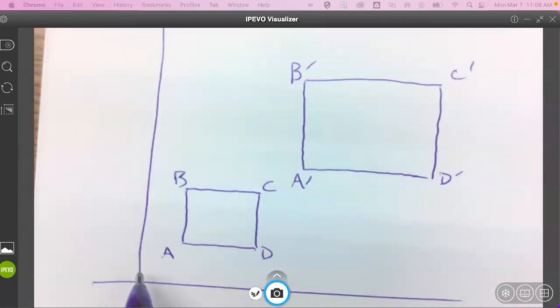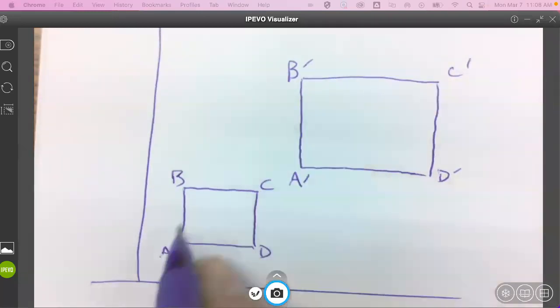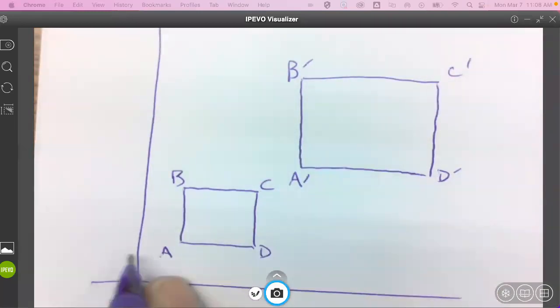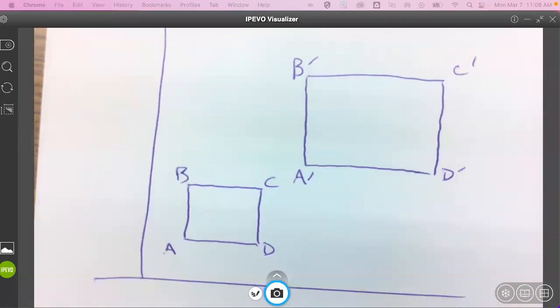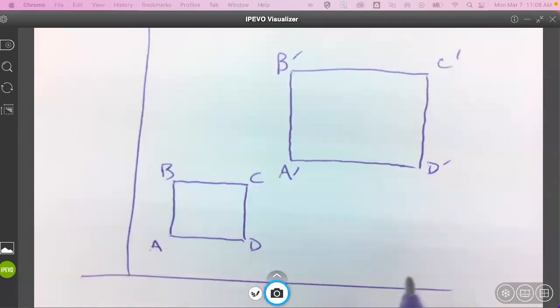So in other words, if I were to dilate centered on the origin from A to A prime, from B to B prime, from C to C prime, and from D to D prime, we can see now that this is an enlargement. It's a dilation producing two figures that are similar.